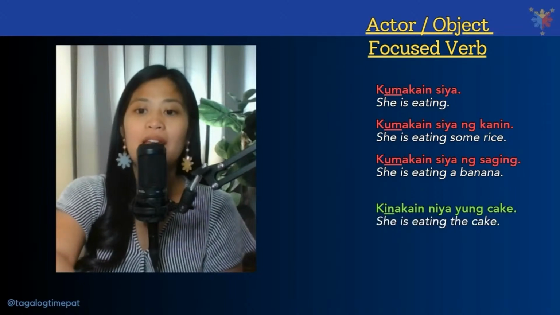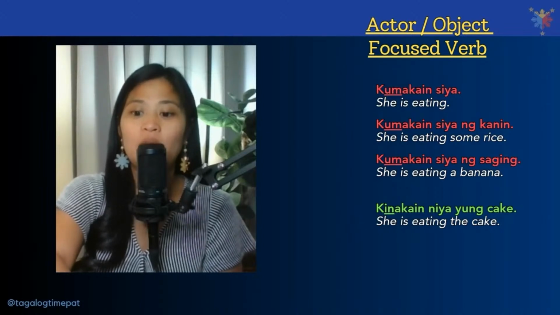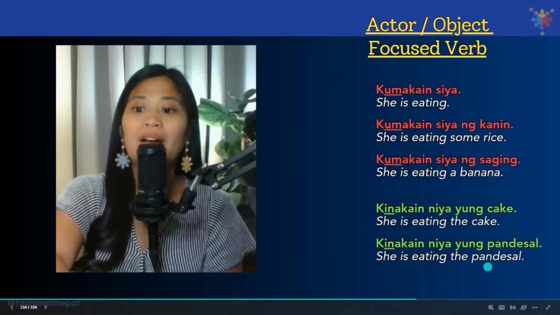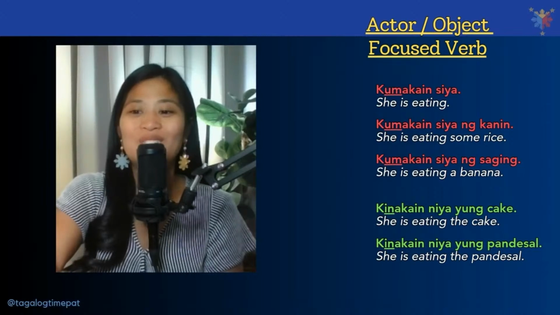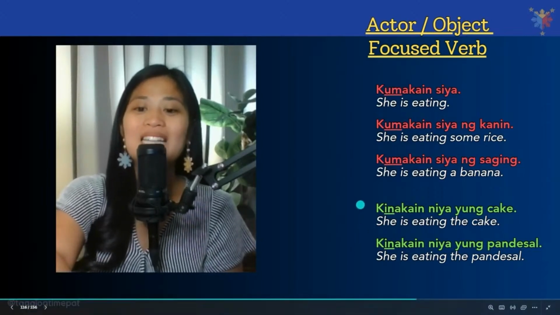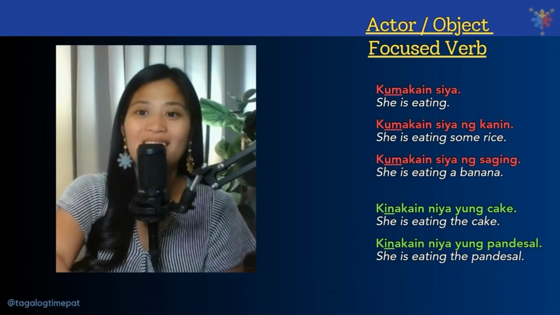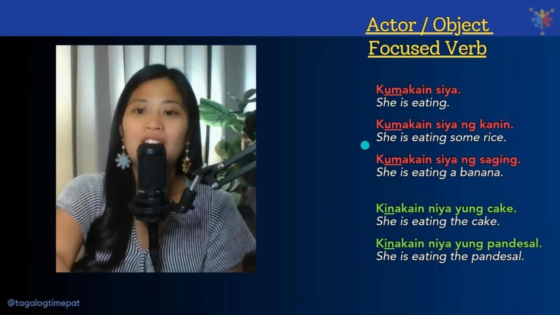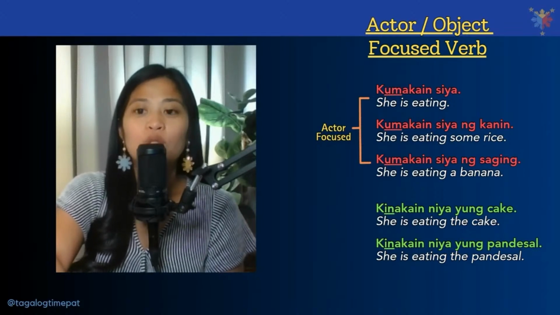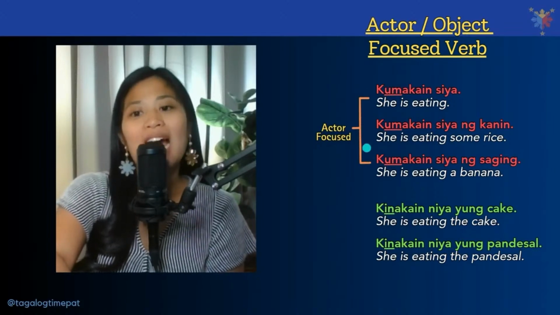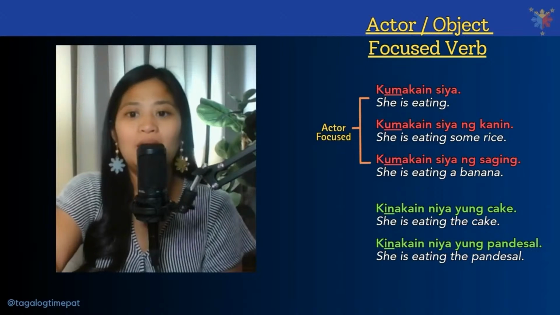But you could also say, kinakain niya yung cake. She is eating the cake. Or, kinakain niya yung pandesal. She's eating the pandesal. Pandesal is like a sweet bread that's usually eaten for breakfast. So in these last 2 examples, kain is being conjugated as an in verb. What's the difference here? When kain is being conjugated as an um verb, it is an actor-focused verb. So in these examples, it's like asking, what is she doing? Oh, she's eating. She's eating some rice. She's eating a banana. What is she doing?